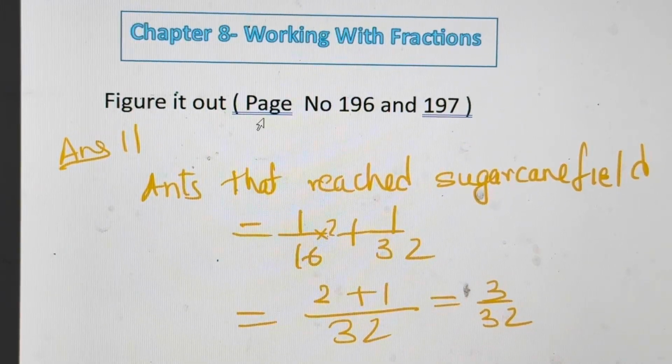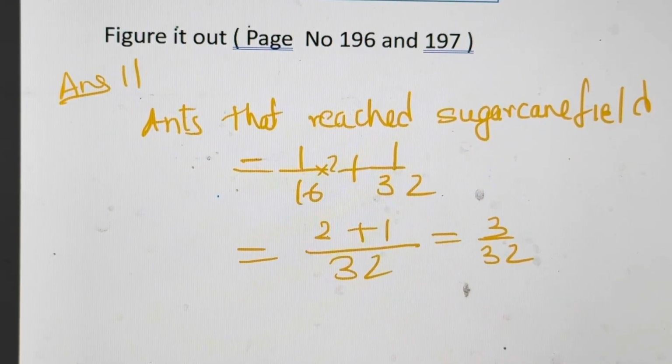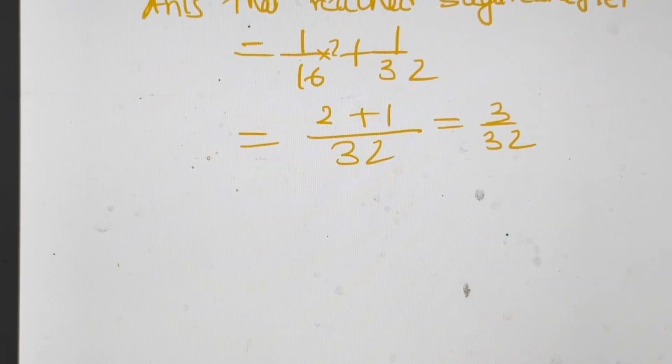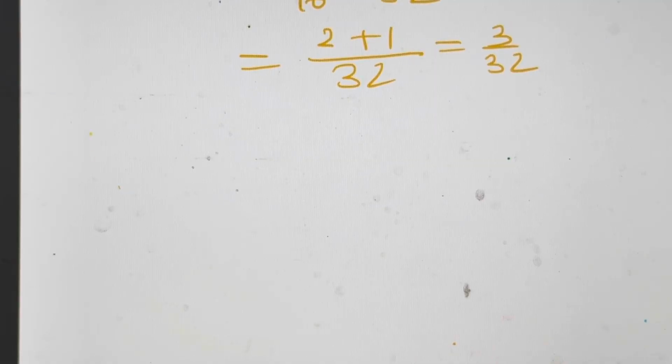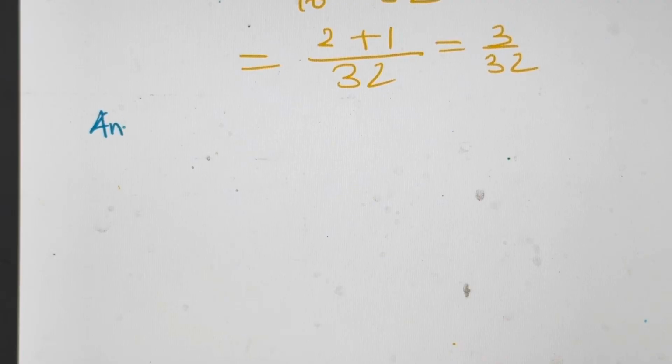Now remaining will be the ants who reached the mango tree, near the mango tree. So you can actually subtract from one whole, and you get 32 minus 3 is 29. So 29 upon 32 reached the mango tree, but I'll show you the calculation. So ants that reached mango tree.